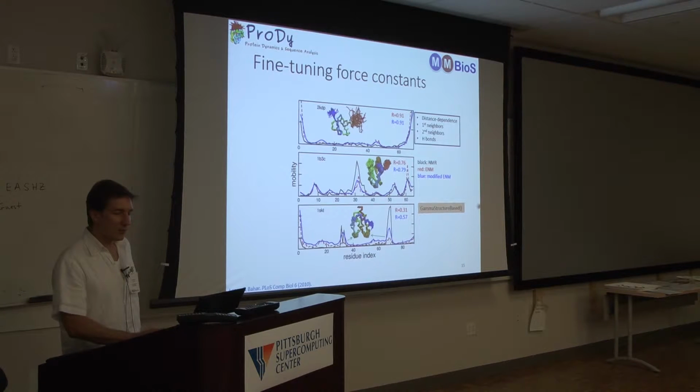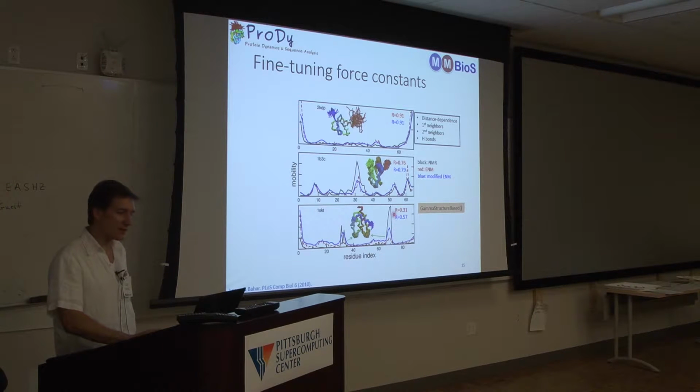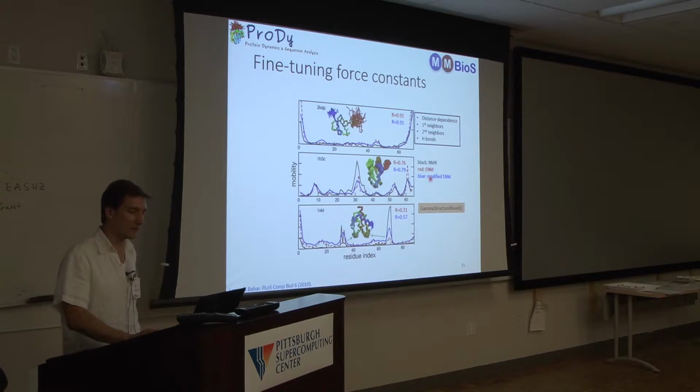In fact, this has been incorporated into ProDy as gamma structure based. So we've just come up with a contrived parameterization of force constants based on the secondary structures, based on the separation along the chain of residues. And what we find is that it gives just a tiny increase over what the GNM would give when we're comparing to NMR structures. The black curves show fluctuations taken from NMR. The red curves show fluctuations taken from GNM, and the blue ones show what we get if we use this modified force constant.